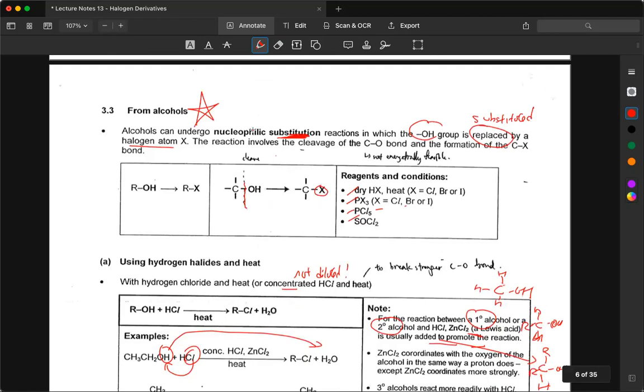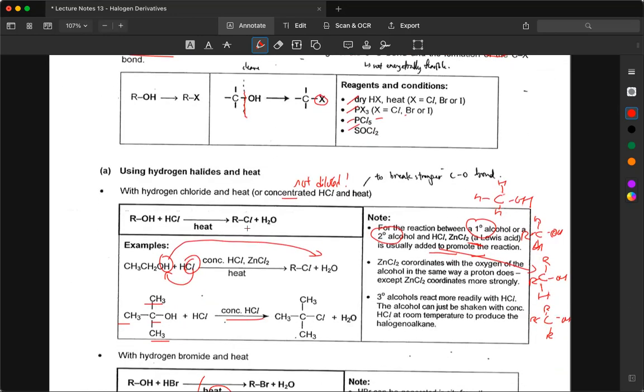Alcohol can undergo nucleophilic substitution reactions in which the OH group in the alcohol is replaced or substituted by a halogen atom X. This reaction involves the cleavage of the C-O bond and the formation of the C-X bond. The reagents and conditions are as such. We either use dry HX with heat, or PX3, PCl5, or SOCl2 without additional heating in this case.